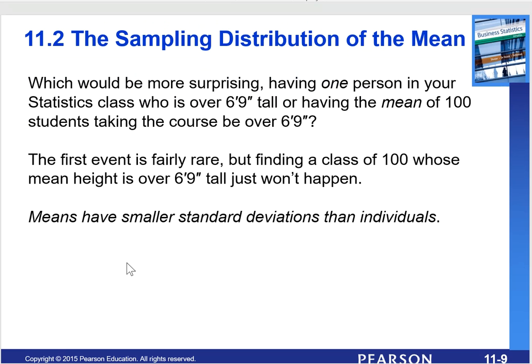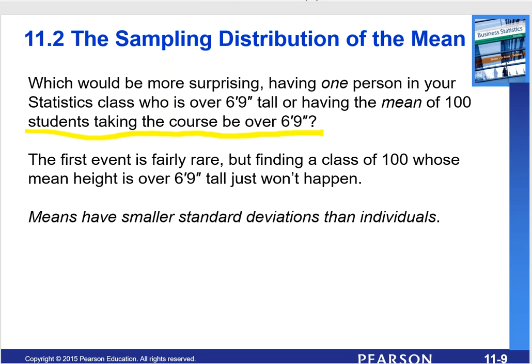Well, think about what an individual question would look like versus about a group. Which would be more surprising? One person in your statistics class is over 6'9", or having the average of a 100-student class being over 6'9". This isn't a trick question. It's this one is definitely more unusual. I'd have to have the whole basketball team and all their tall cousins with them in order for the average to be that.